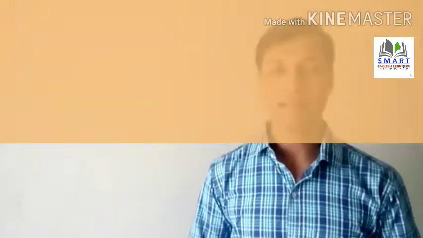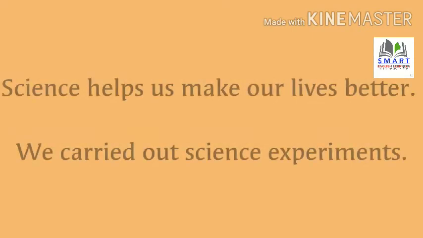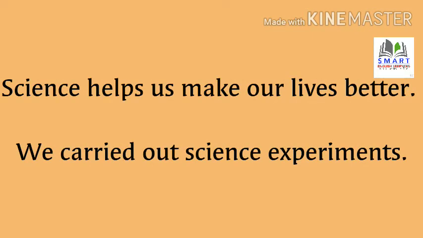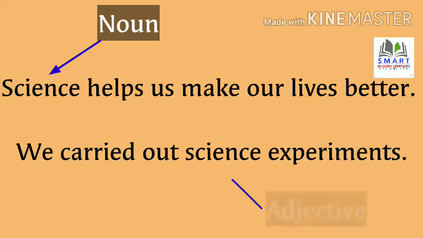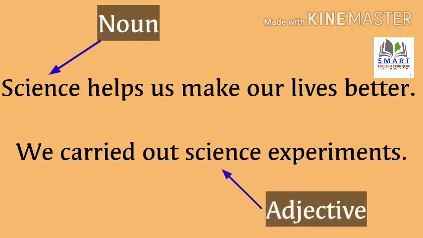Take a look at these sentences. Science helps us make our lives better. We carried out science experiments. In the first sentence, the word science is a noun, whereas in the second sentence, we carried out science experiments, the word science functions as an adjective. What experiments we performed? We carried out science experiments.